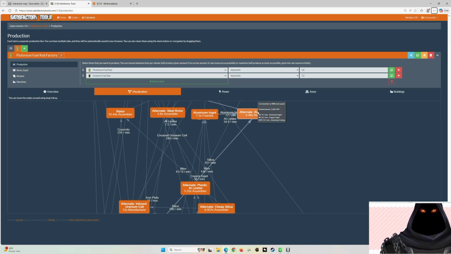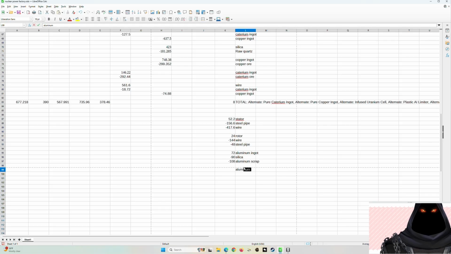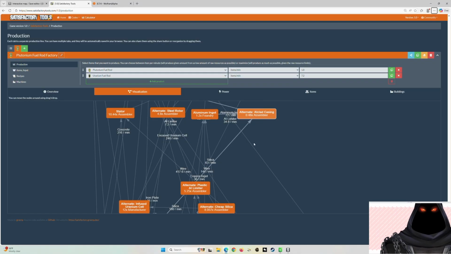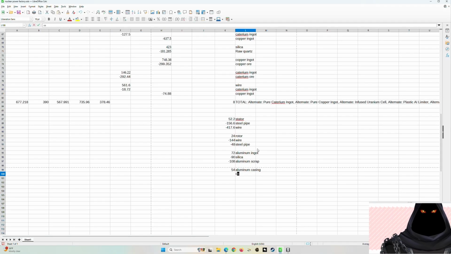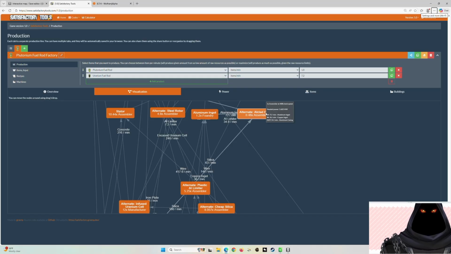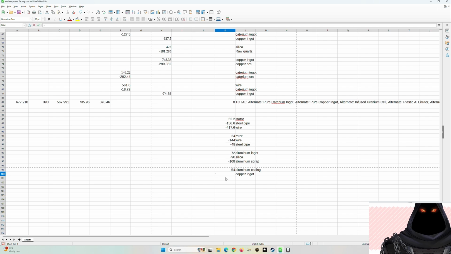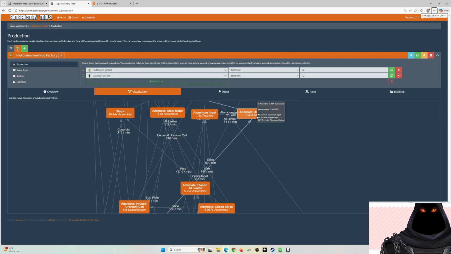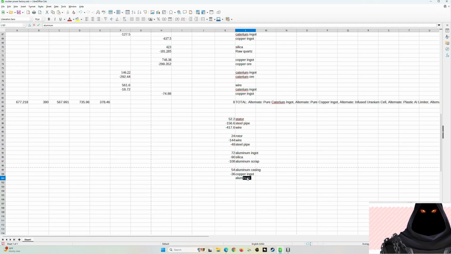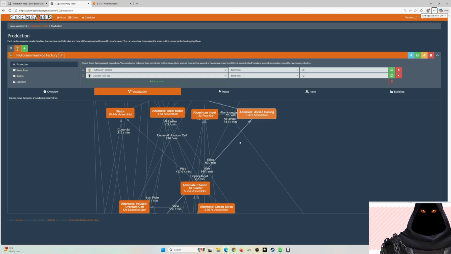So this is aluminum casing, and we are producing 54 of those. Consuming minus 36. Minus 72. Okay.